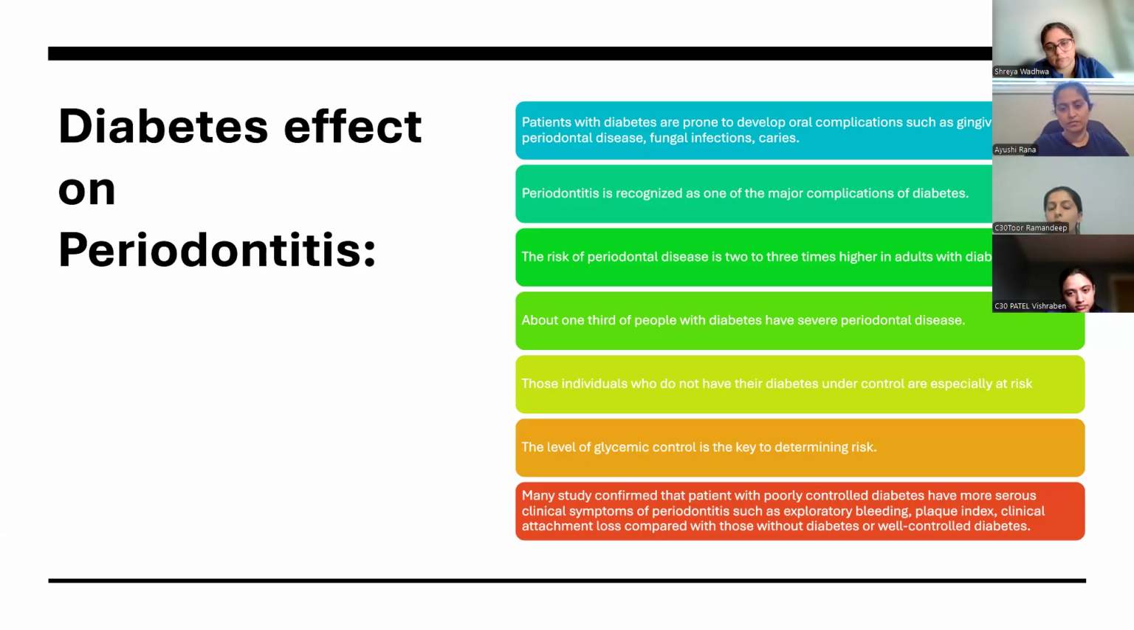Those individuals who do not have their diabetes under control are especially at risk, and the level of glycemic control is the key to determining their risk. Many studies confirm that patients with poorly controlled diabetes have more serious clinical symptoms of periodontitis, such as exploratory bleeding, plaque index, clinical attachment loss, compared with those without diabetes or well-controlled diabetes.